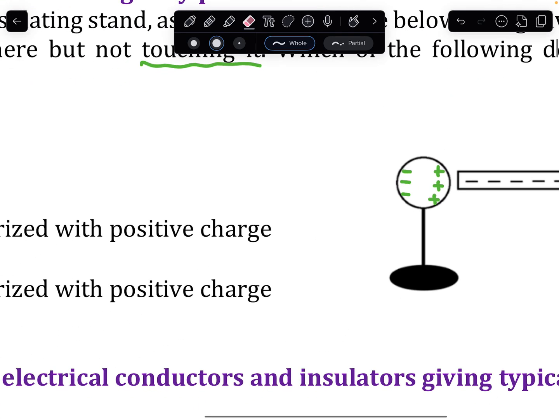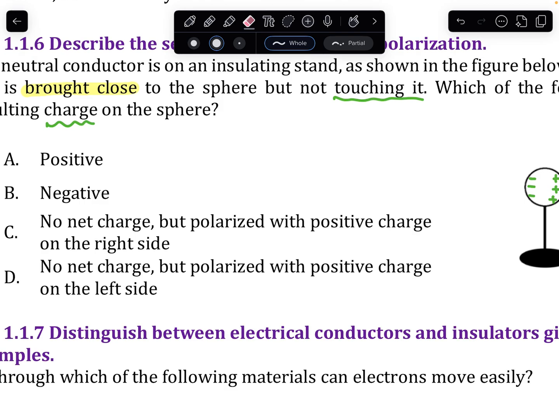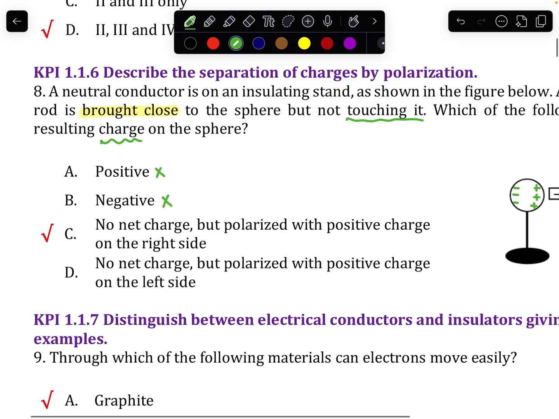Only the charge distribution is going to be different. So it will not lose electrons, it will not gain electrons. No net charge, but polarized with positive on the right. Yes, it is positive on the right, that's it. No net charge, but polarized with positive charge on the left? No, not on the left, on the right.